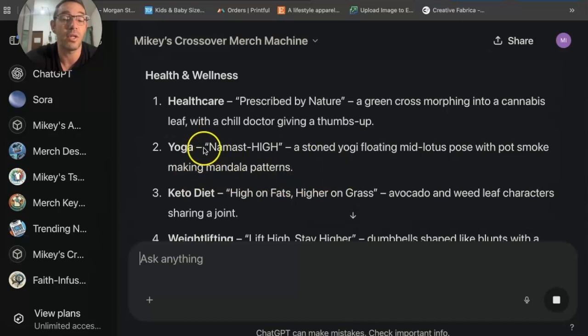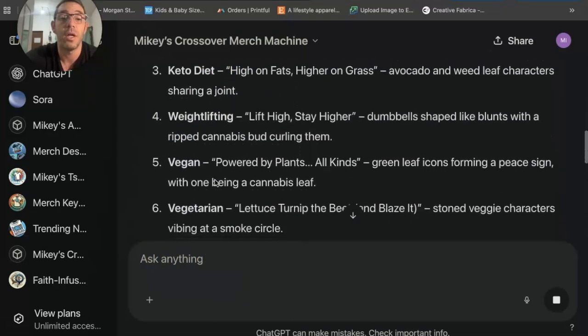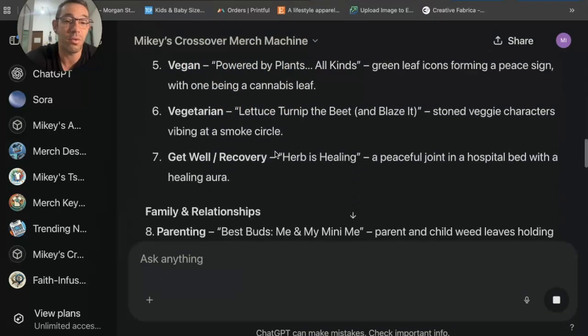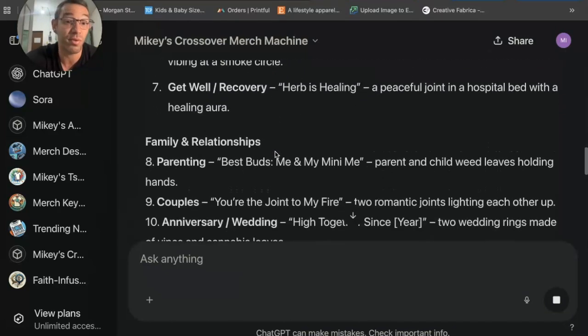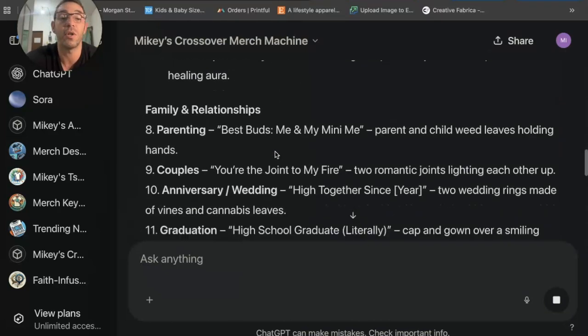What you can do is take these and pop them into ChatGPT, and ask it to give you a prompt. You can actually ask this GPT right here to give you a prompt and then put it into Ideogram. Weightlifting, lift high, stay higher, dumbbells shaped like blunts with a ripped cannabis bud curling them. So I have to admit, the GPT is actually pretty creative, and it knows not to use anything that's trademarked. It knows what the terms of service are as well for merch on demand.